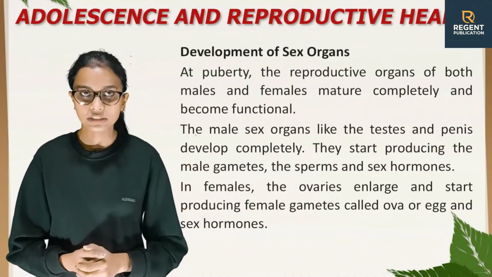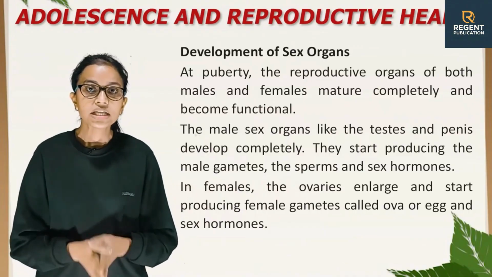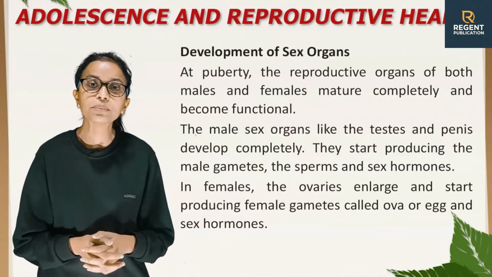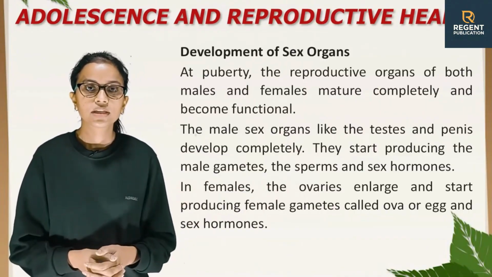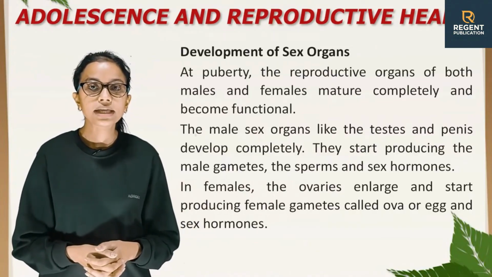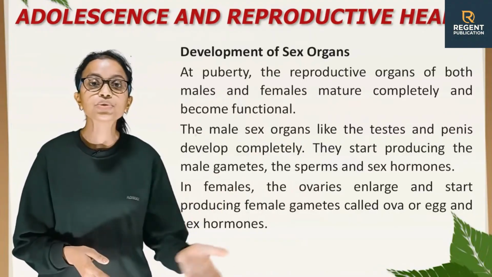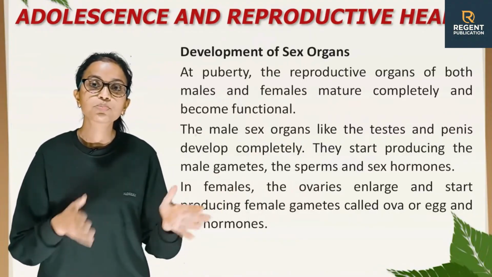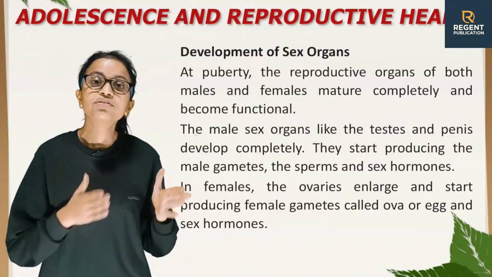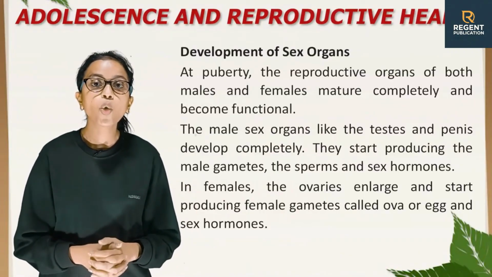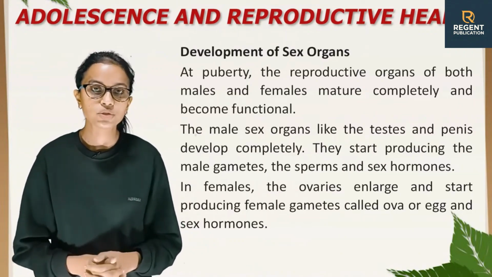Development of sex organs. At puberty, the reproductive organs of both males and females mature completely and become functional. The male sex organs like the testes and penis develop completely. They start producing the male gametes, the sperms, and sex hormones. In females, the ovaries enlarge and start producing female gametes called ova or eggs, and sex hormones.